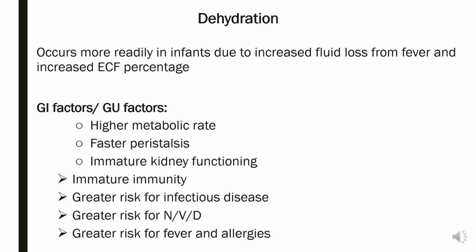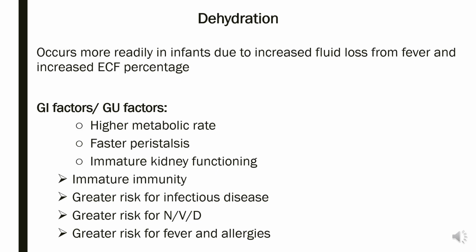Infants have a higher basal metabolic rate and a larger body surface area relative to their size. This means they lose more fluid through the skin and respiration even when they're healthy. This loss increases significantly during fever or illness.